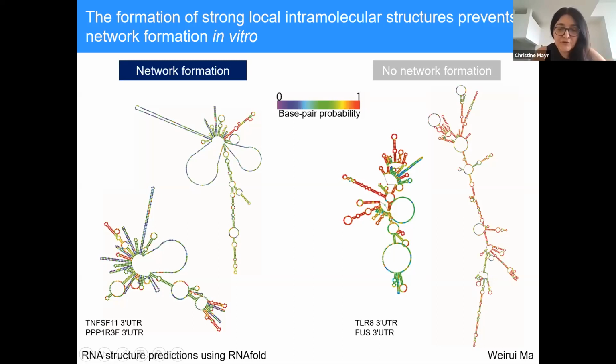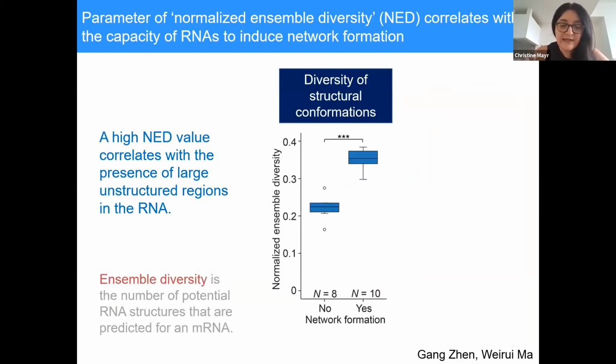Of course, both groups of RNAs always have both regions. These RNAs also have unstructured elements. However, it's about the relative abundance. On the right-hand side, there is more red than on the left-hand side. And then we wondered, can we basically assign numerical values to the colors? And we noticed that there is a parameter called ensemble diversity that correlates really well with network formation.